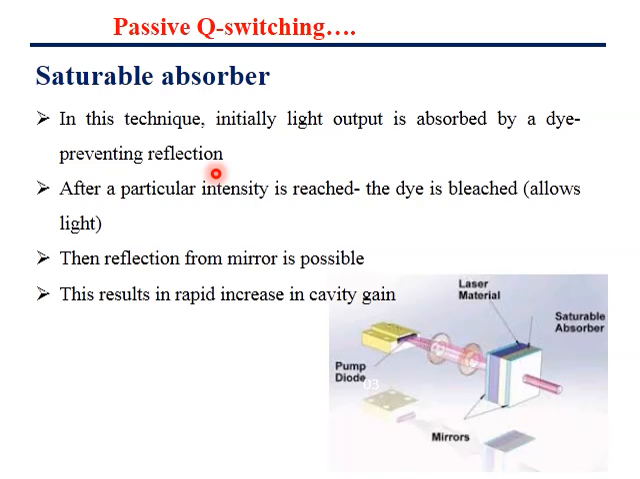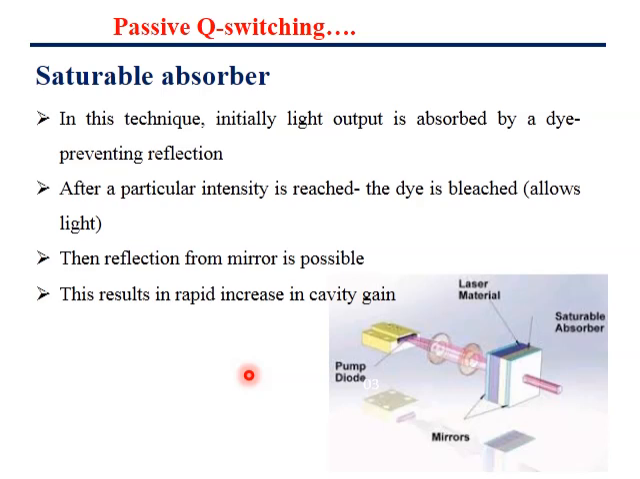Now the dye is selected in such a way that after a particular intensity is reached, the dye is bleached, and it allows light. So initially it was preventing the reflection. Now once a particular intensity is reached, the dye is bleached, that is, it allows the light to pass, allowing reflection to take place, and then reflection from the mirror is possible.